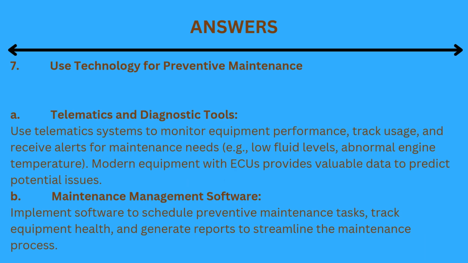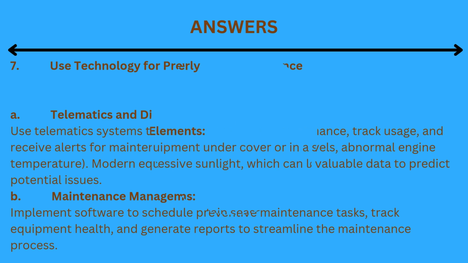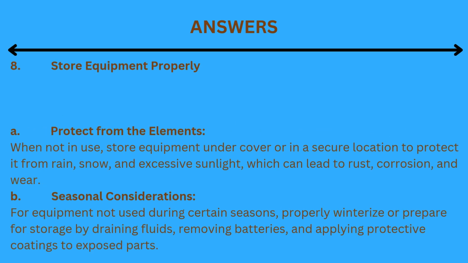7. Use technology for preventive maintenance. A. Telematics and diagnostic tools. Use telematics systems to monitor equipment performance, track usage, and receive alerts for maintenance needs, e.g., low fluid levels, abnormal engine temperature. Modern equipment with ECUs provides valuable data to predict potential issues. B. Maintenance management software. Implement software to schedule preventive maintenance tasks, track equipment health, and generate reports to streamline the maintenance process.